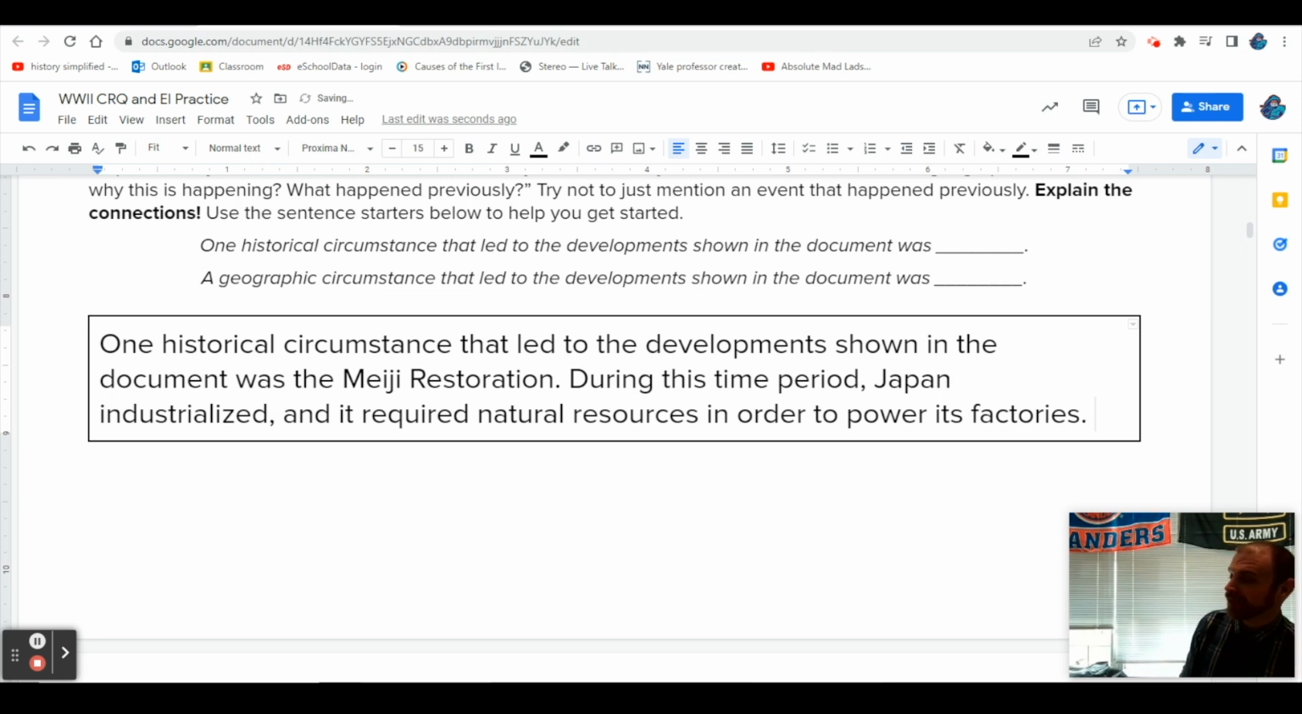Okay, if you remember, Japan does not really have a lot of resources on its own. It relies on a lot of trade or imperial expansion in this case. Very good, excellent. That's all you need to do.